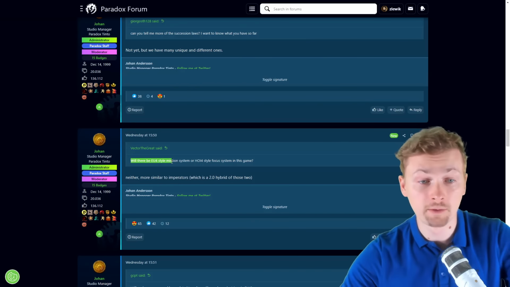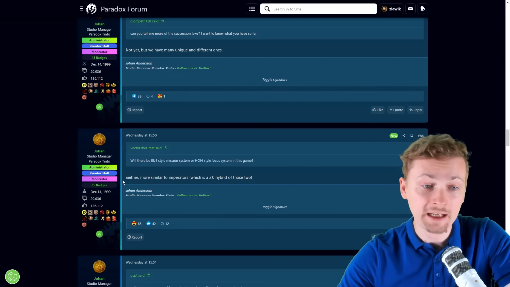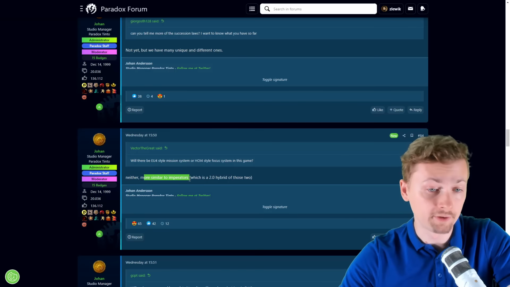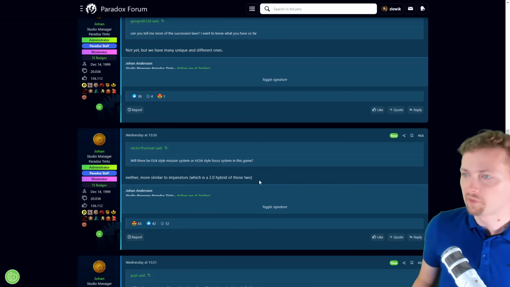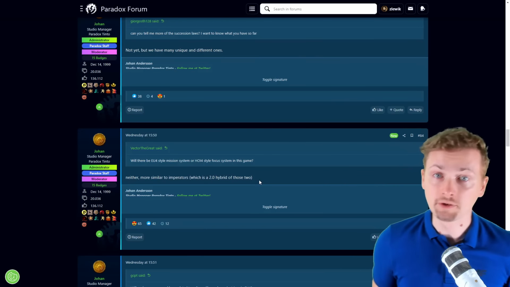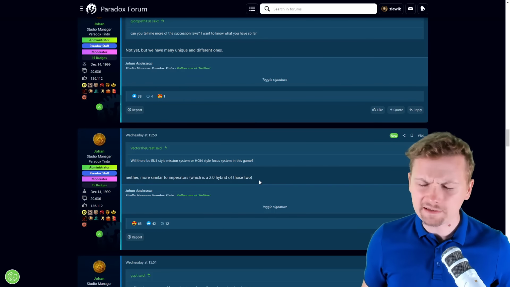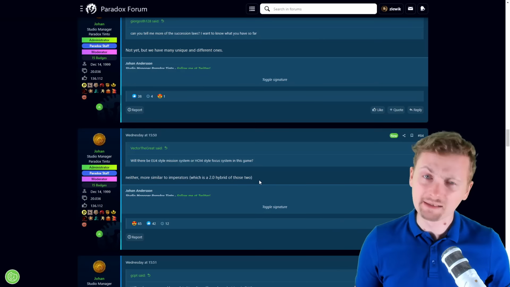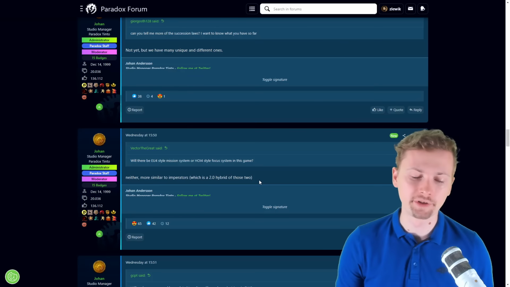Will there be EU4 style of mission system or EU4 style focus system in this game? Neither, more similar to Imperator's, which is a 2.0 hybrid of these two. So just to remind you, I know that I got a lot of hate on Imperator's mission trees. You're just talking about the base, because the missions themselves in Imperator were sometimes too boring. That's why there's Invictus mode that makes them much more interesting.